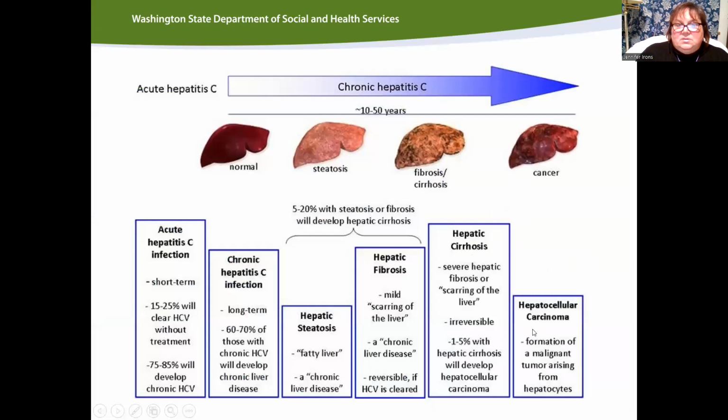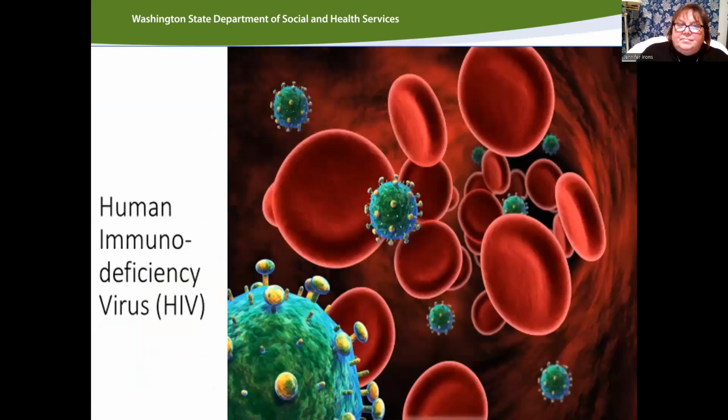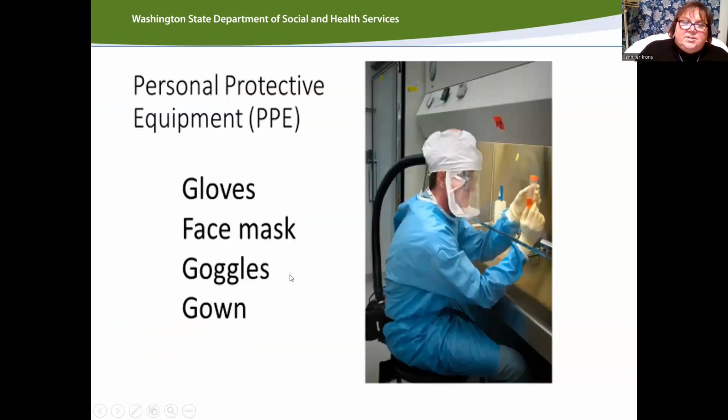Bloodborne pathogens. So there are some bloodborne pathogens. There is hepatitis C, hepatitis B, hepatitis A. There's HIV, human immunodeficiency virus. To protect yourself from bloodborne pathogens, sometimes you'll be wearing gloves and then maybe a mask, goggles, and a gown, depending on the need.